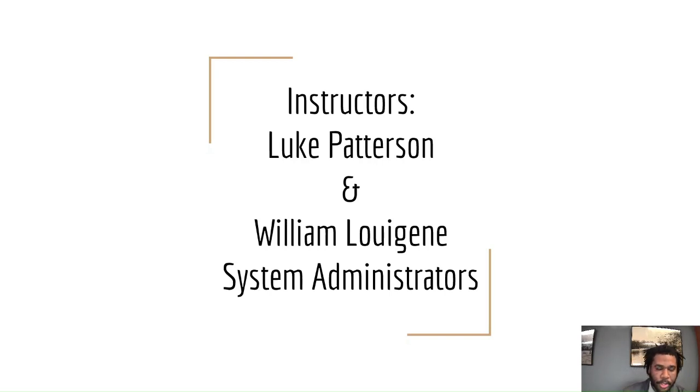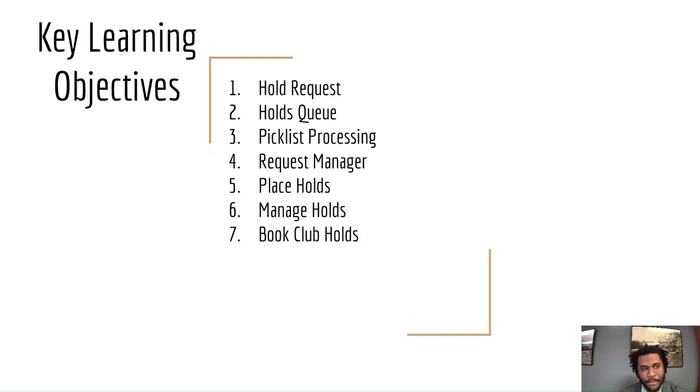So let's just get started with our key learning objectives. Just by the way, too, my voice is a little shot, so just to keep that in mind. First up, we have our key learning objectives. We have hold request, holds queue, pick list processing, request manager, placing holds, managing holds, and then book club holds. So we'll kind of go through all of that. It should be a somewhat shorter session, but it's going to be packed with information that's going to be really important to your workflow while you're at the library. So I would just make sure you're paying attention to everything when it comes to that. With that being said, let's get started.